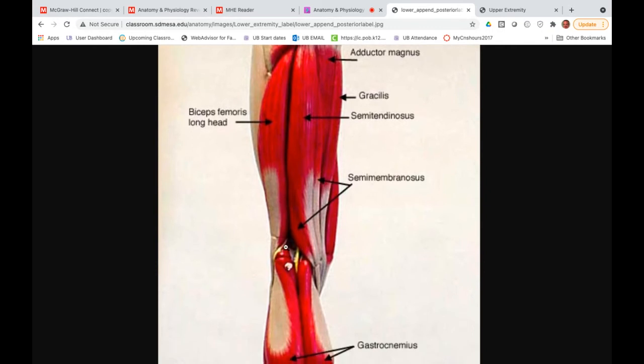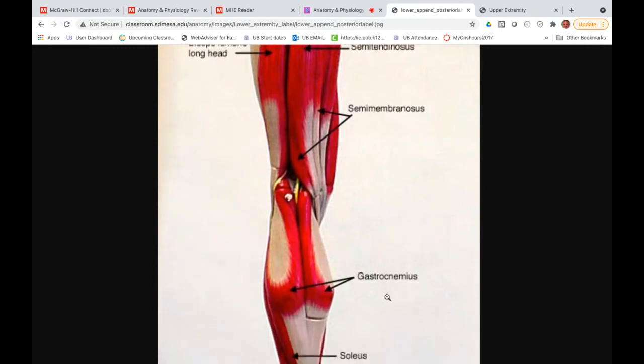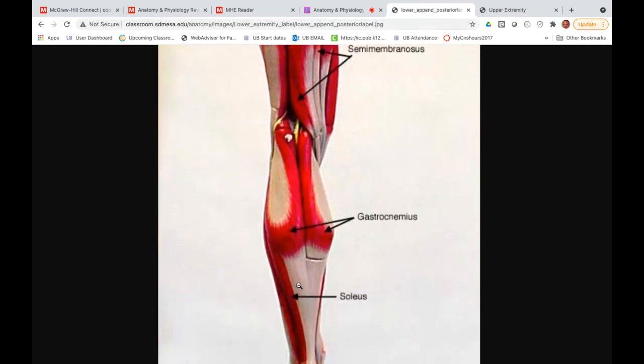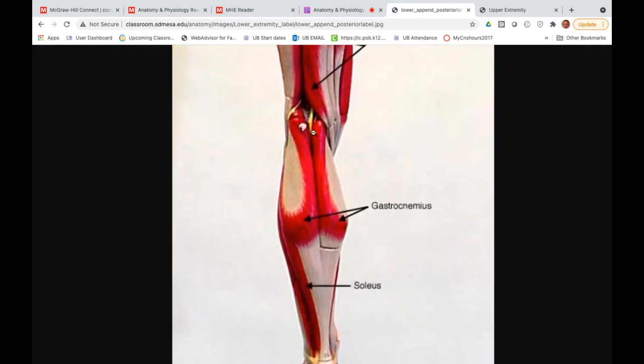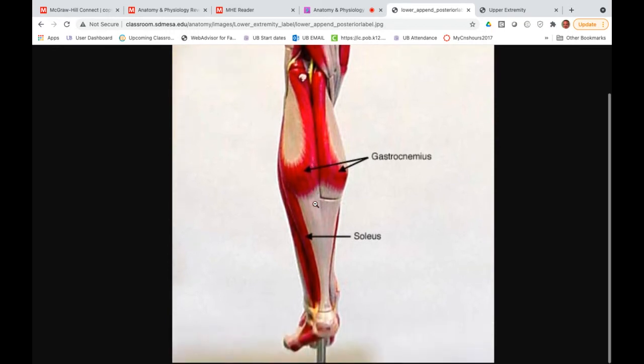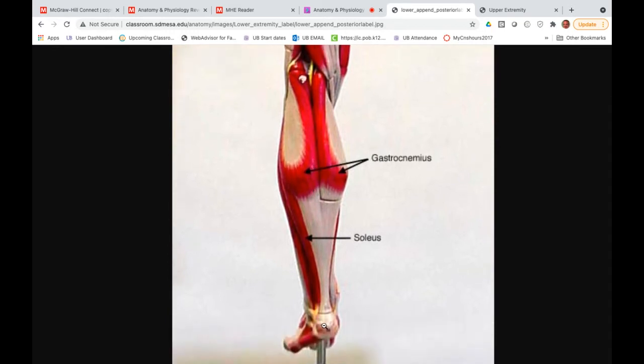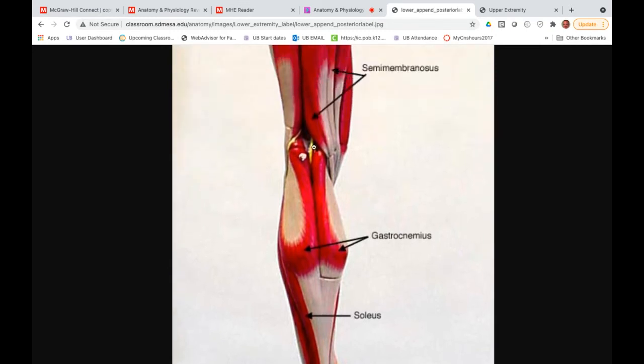The hamstrings are going to bend the knee. They're going to flex the knee. They cross the joint, they have to act on it. But so can the gastrocs. The gastrocnemius also flexes the knee. Why? Because it crosses it. It actually originates on the lower end of the femur, but its primary action is going to be at the ankle. It's going to plantar flex the ankle. But because it crosses the knee, it can also flex the knee.